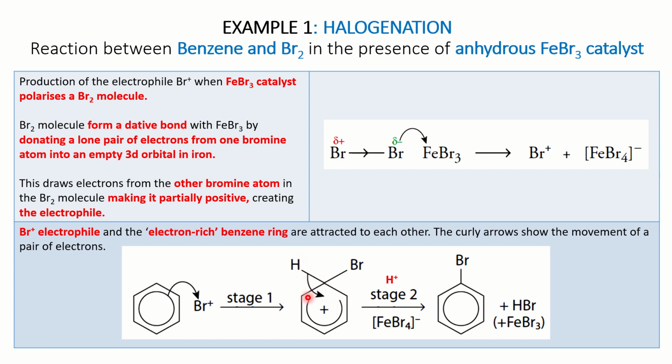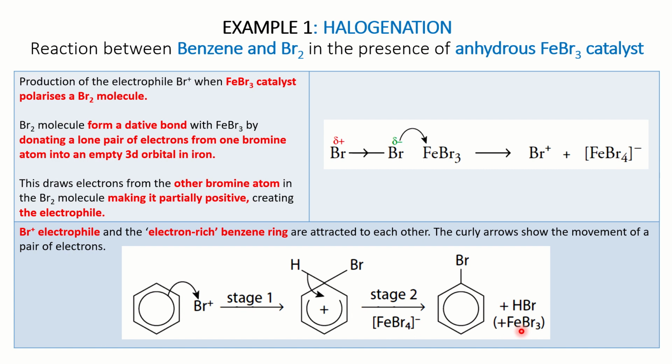Now you have to restore back the ring, so you give the electrons from the bonding to the ring and it will restore back your ring. This hydrogen will become H plus. H plus will take one of the bromine from the FeBr4 minus, then it will become HBr. So this is your side product and you will get back your catalyst.